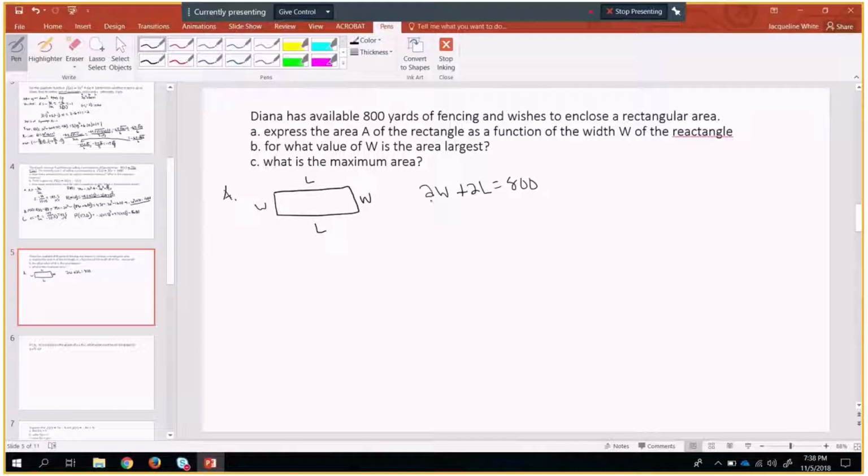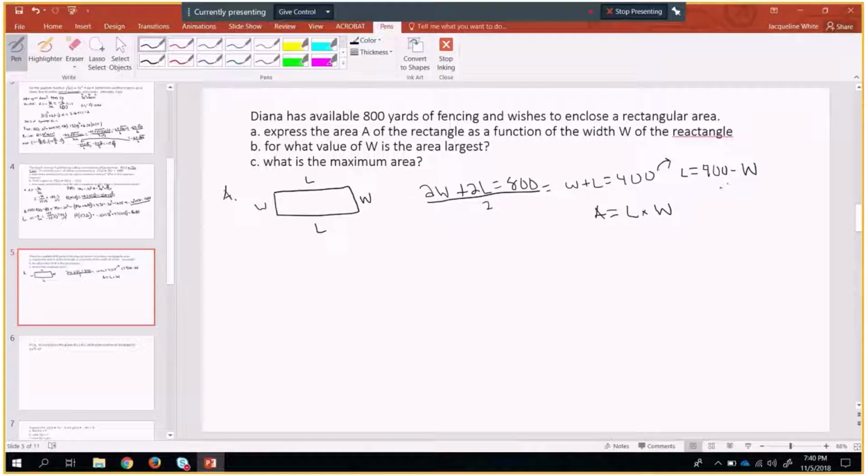Make it easier on yourself. Divide everything by 2, which will give you W plus L is equal to 400. That's not the last step for this part though, because it says express the area A of the rectangle as a function of the width, right? So we know what an area of a rectangle is. It's just length times width, so A is equal to length times width. So let's solve the perimeter equation in terms of W. We have that L is equal to 400 minus W.